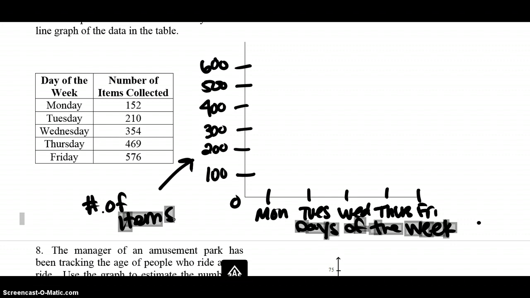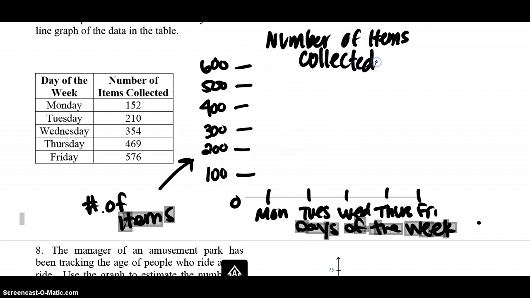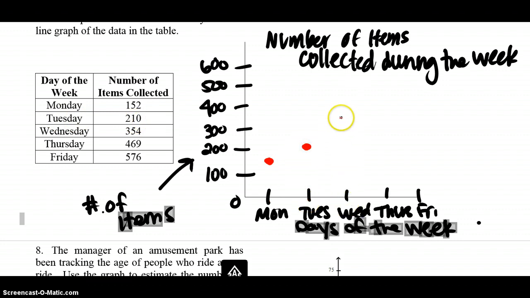I also need a title. It could be number of items collected during the week. Now that I have all of that, I am ready to plot my points. Monday is 152, so I go to Monday, in between 100 and 200. Tuesday, 210, a little bit above 200. Wednesday, 354.